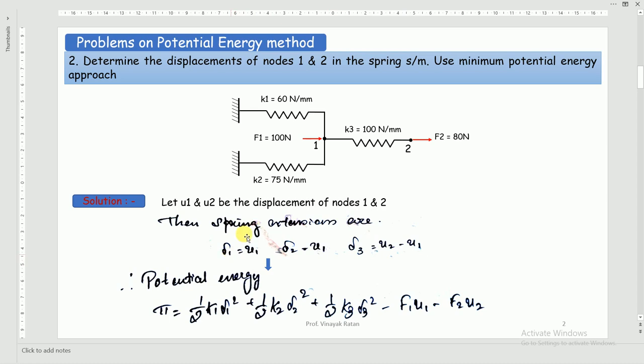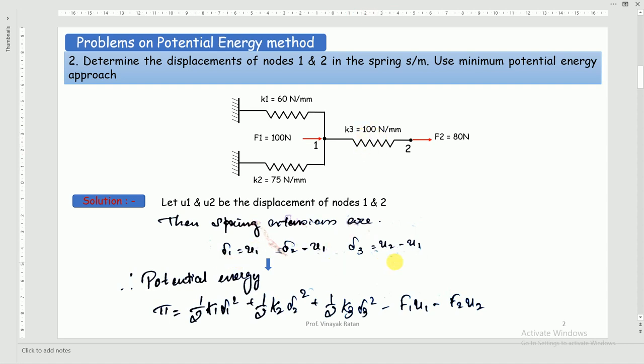That is, delta 1, the extension of spring 1, will be equal to U1, because when you apply a force here, this and this spring will extend by the same length. Okay, same length. That's why delta 1 equals U1, and delta 2, the extension of spring 2, is also equal to U1. But what is the extension of spring 3? Okay, with this force it will extend here, and with this force it will compress. So what is the difference? U2 minus U1, that is the total overall extension of spring K3.